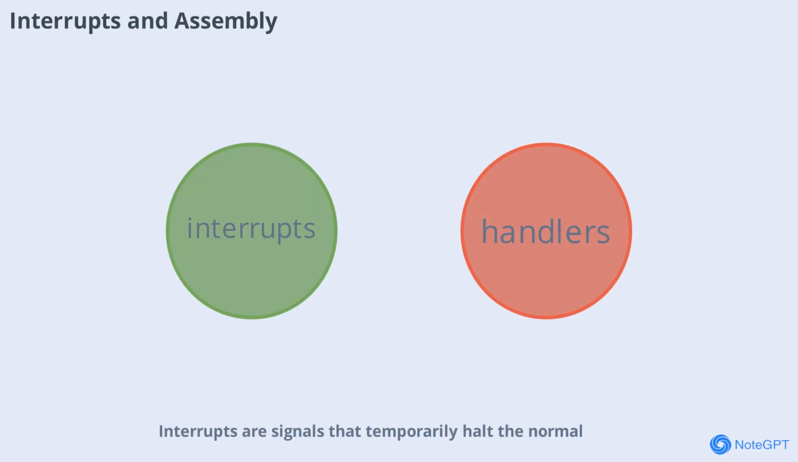Interrupts are signals that temporarily halt the normal flow of a program to handle special events, such as hardware requests or errors. In assembly language, handling interrupts involves writing special routines called interrupt handlers. These routines respond to specific events and then return control to the main program. Understanding interrupts is crucial for writing responsive and robust low-level code.